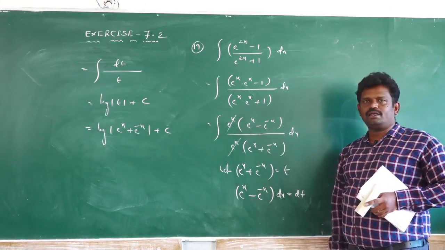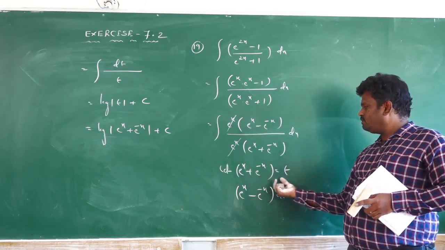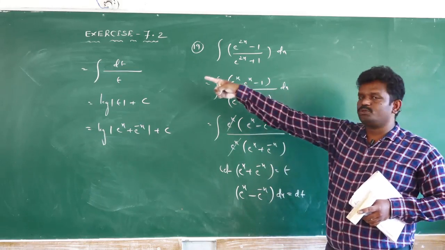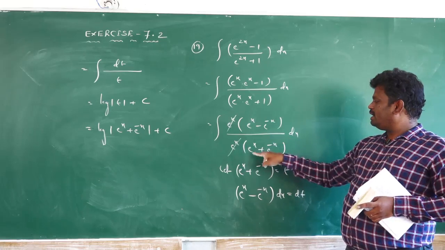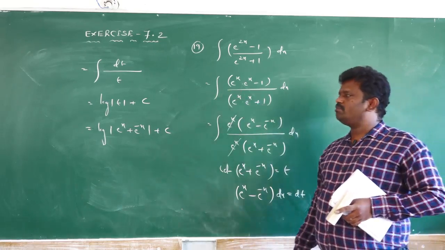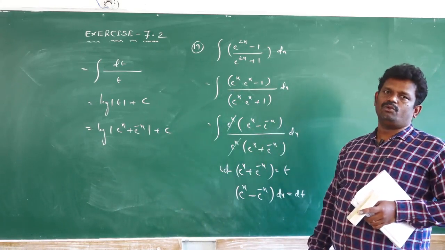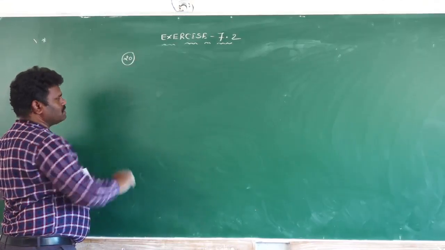The e power x cancels. Now if we take the substitution, the denominator as t, its derivative is the numerator value. Now substituting, (e power x minus e power minus x) dx is equal to dt, and e power x plus e power minus x is equal to t. So by the general formula, log t plus c, that is log of e power x plus e power minus x plus c. Okay?